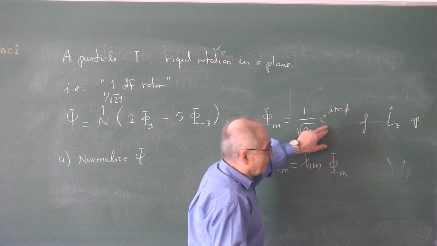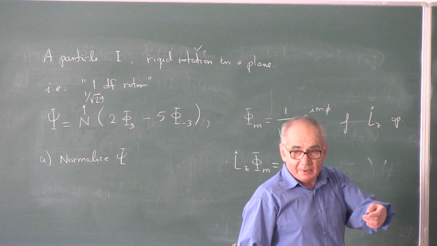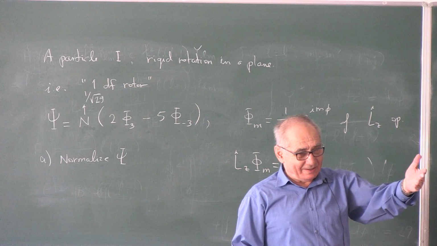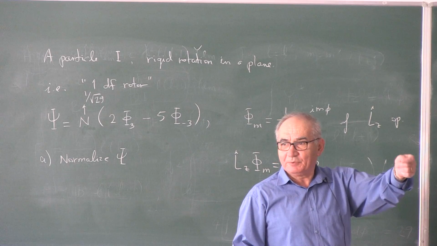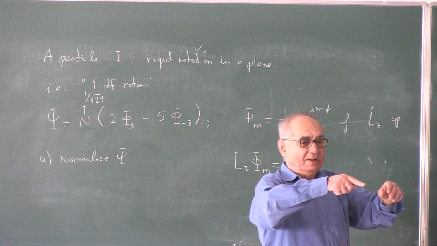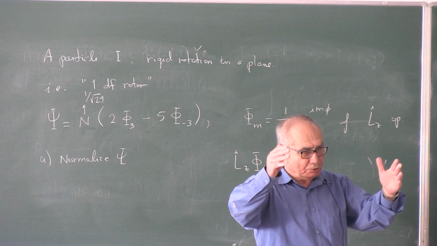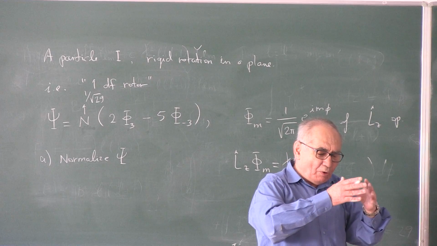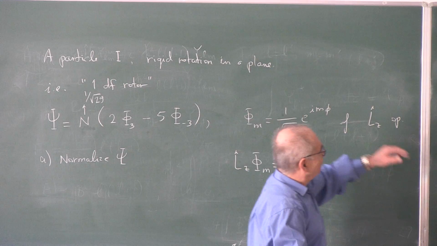These functions are also eigenfunctions of the square of LZ. Why? Because any operator commutes with all of its powers, including the square. It could have been third power, fourth power, fifth power, or any combination of powers. C1 times first power plus C2 times second power commutes, which means that all such operators have the same set of eigenfunctions. These functions, phi m, are also eigenfunctions of LZ square.